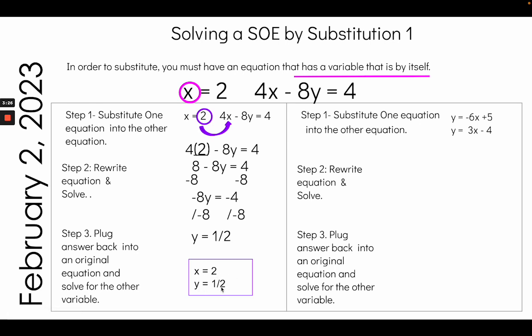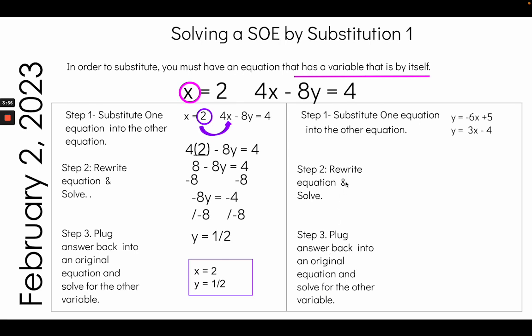Now, let me just take you over to step 3 where it says plug answer back into the original equation and solve for the other variable. Now, when we started, we had already solved for one variable, so we're okay. We don't have to do step 3. This next system is going to go through all 3 steps. Step 1, 2, and then I'll show you how step 3 works.